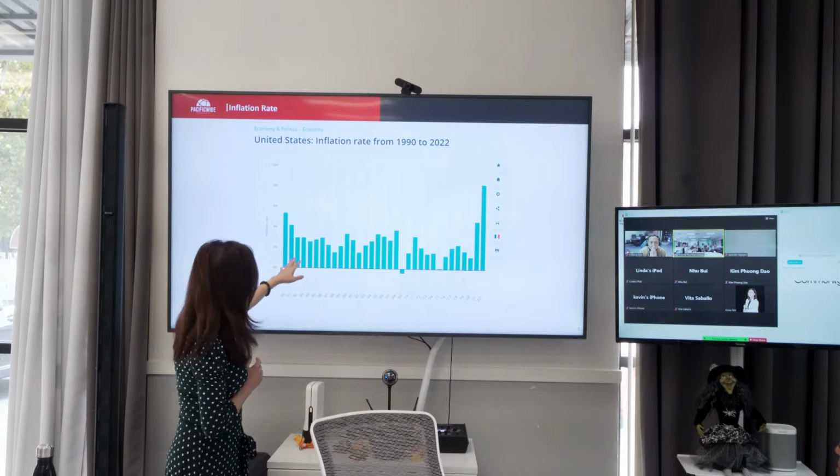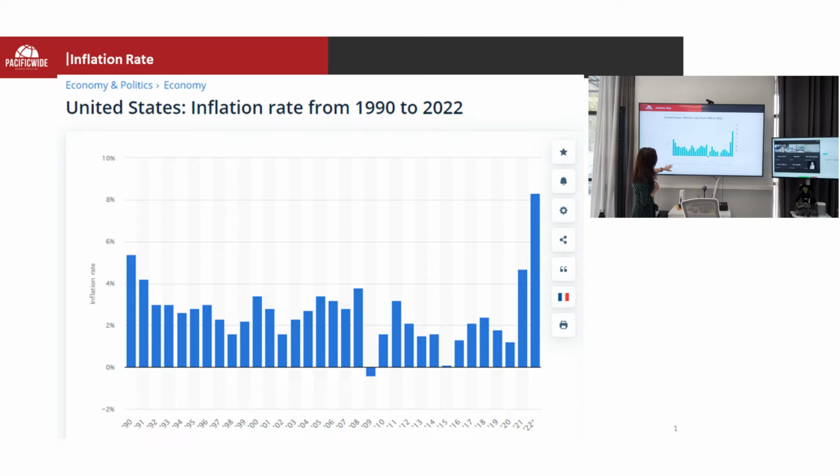So as you see, in 1990, the inflation rate is over 5%. Do you see that, everybody on the Zoom? You see what I'm talking about? Right here, 1990, the inflation rate is over 5%, because right here is 4% and right here is 6%. And 2021 is over 5% for sure. And right now, 2022, look at the inflation rate. What is it right now? Over 8%. 8.2 right now.